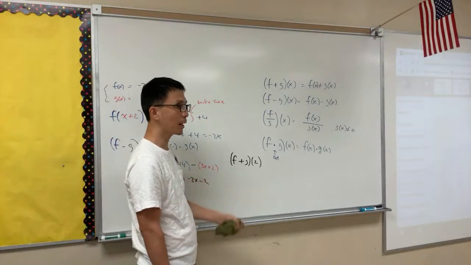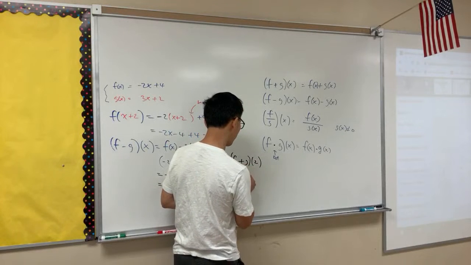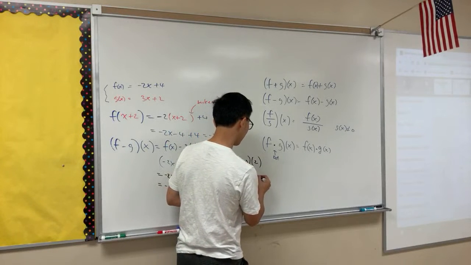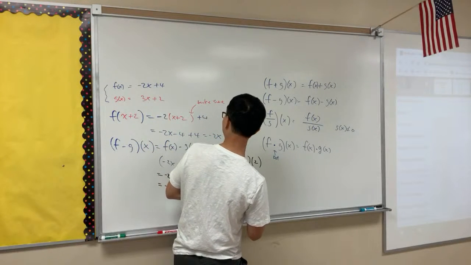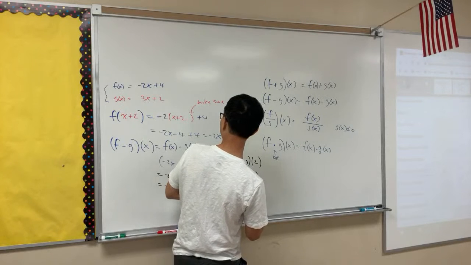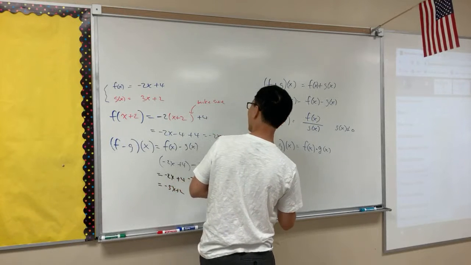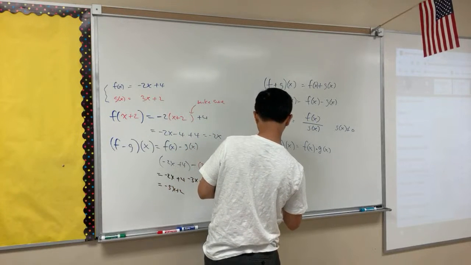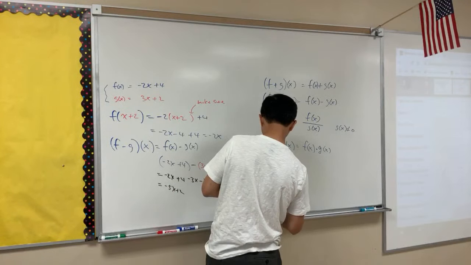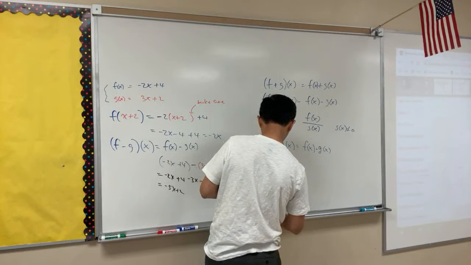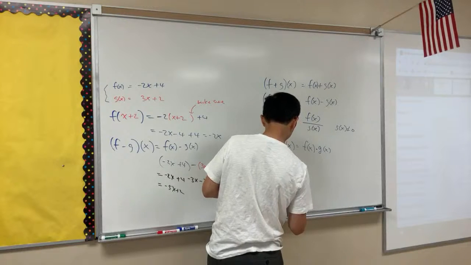Question about this? You guys got it? What is it? 8. So I can do it this way. I can say f of 2 plus g of 2, right? I'm going to plug in 2 here, so it's going to be negative 2 times 2 plus 4, and I'm going to put parentheses. Does that make sense? Plus g of 2, which is 3 times 2 plus 2. Then you evaluate this. This is negative 4 plus 4, which is equal to 6 plus 2, and that's equal to 8. So the answer should be 8.